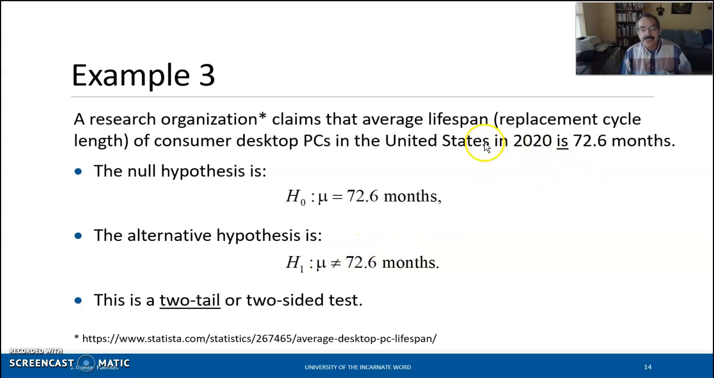Because there is nothing saying that they think it is less than or more than. No, they're simply saying it is 72.6 months. The only statement opposite to this null hypothesis is that the mean is not equal to that. Because of this inequality, we know this is a two-tailed or two-sided test.